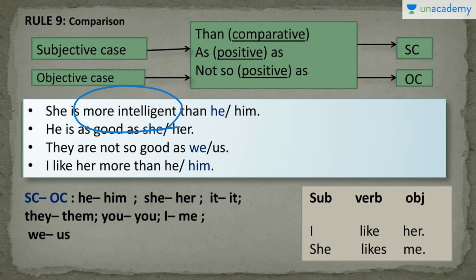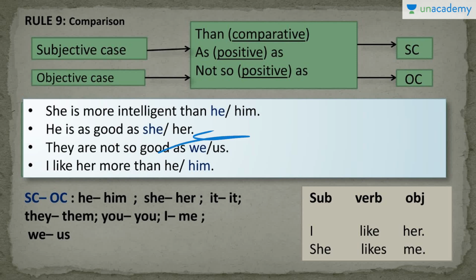Now you can see that before than I have used she, which is the subjective case. So I'll have to use a subjective case only after than. So between he and him, I would choose he. Okay. So the sentence becomes she is more intelligent than he.